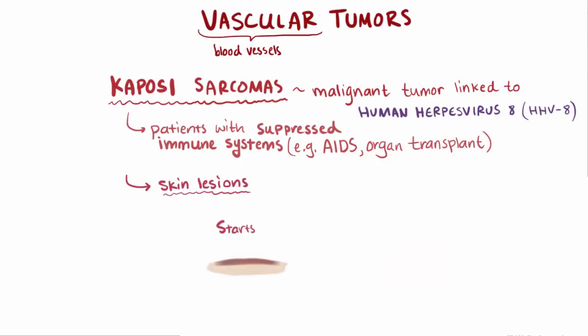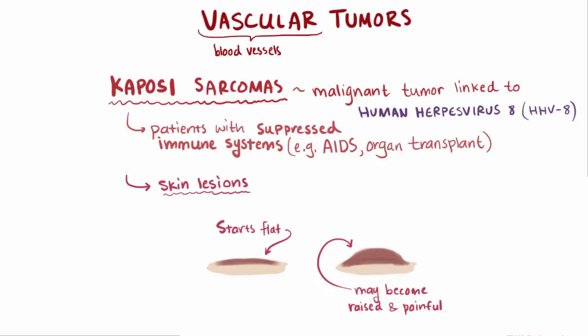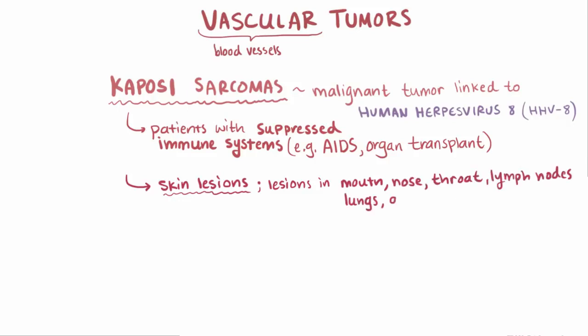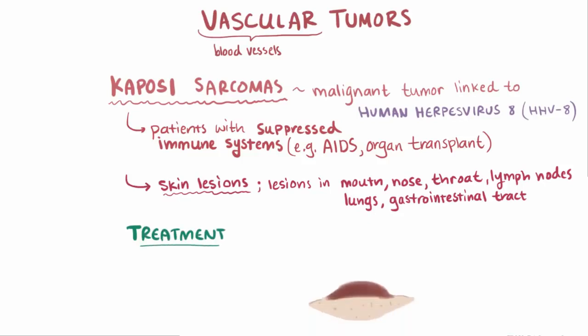Initially, these lesions start off flat, but over time they might become raised and more painful. In people who have a compromised immune system, the disease can cause lesions in other tissues like the mouth, the nose, the throat, the lymph nodes, the lungs, and the gastrointestinal tract. You can sometimes treat affected skin by surgically removing it or freezing it off using cryotherapy.